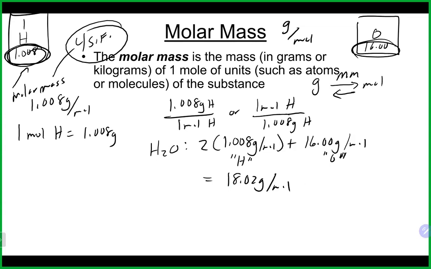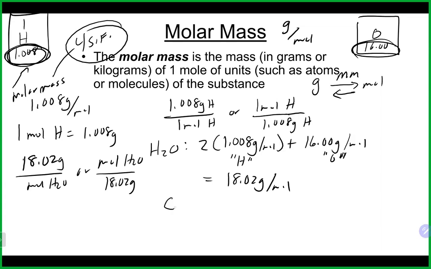And again, the number goes with the grams part, per 1 mole. This is also just a conversion factor. You could write 2 conversion factors: 18.02 grams per mole of water, or a mole of water is 18.02 grams. So again, molar mass is really just a conversion factor. You add up all the parts, and that gives you how many grams there is per 1 mole. Any questions on that there?